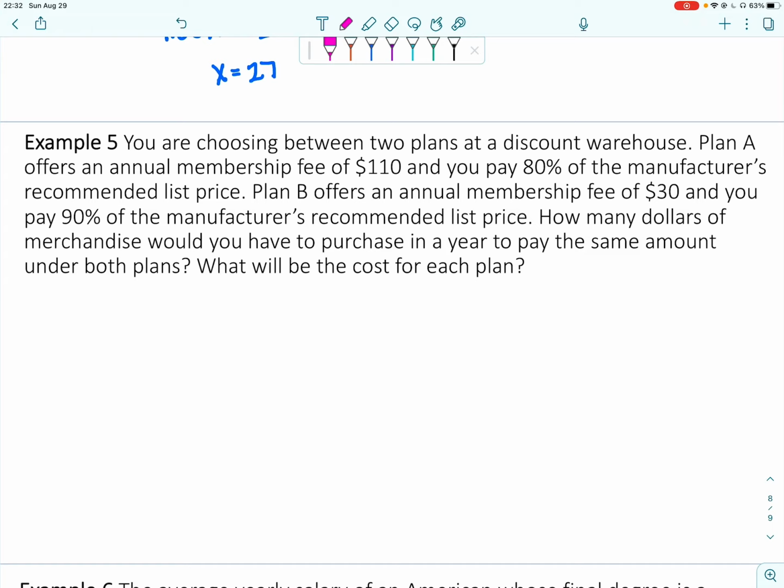So how many dollars of merchandise would you have to purchase in a year to pay the same amount under both plans? What would be the cost for each plan? So Plan A, their membership fee is $110, and you're paying 80% of the list price. Plan B, their membership fee is $30, and you're paying 90% of that list price.